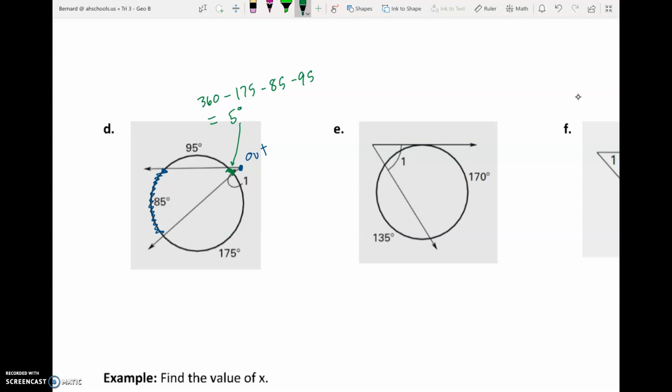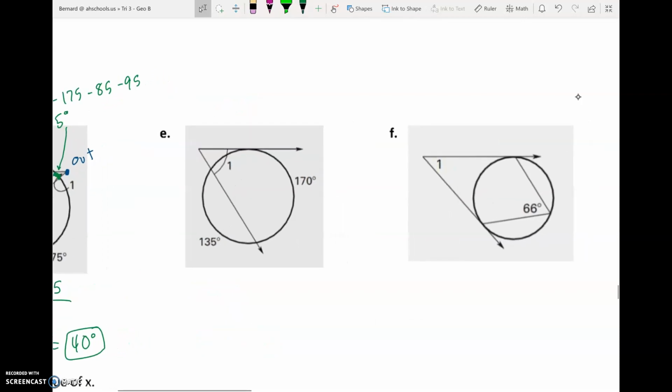But that's okay. And then remember, our angle is going to equal arc minus arc divided by 2. But the two arcs that we're talking about are the ones that are inside the sides of our angle. And so the measure of angle 1 is going to equal 85 minus 5 divided by 2. And that equals 80 divided by 2, which once again equals 40 degrees. 40 degrees. All right, let's keep cruising.